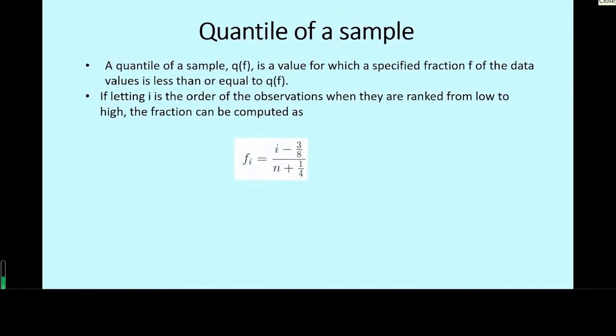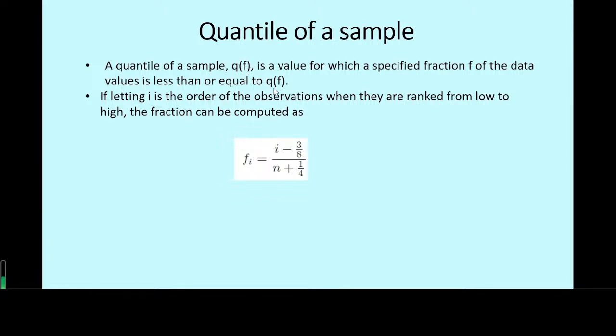So first, we will show what a quantile is. A quantile of a sample, called Q of f, is actually a value for which a specified fraction f of the data values is less than or equal to Q of f. So the quantile Q actually is a random number. It's the value of the random number from the observations. And it is related to a fraction called f, or the cumulative probability.